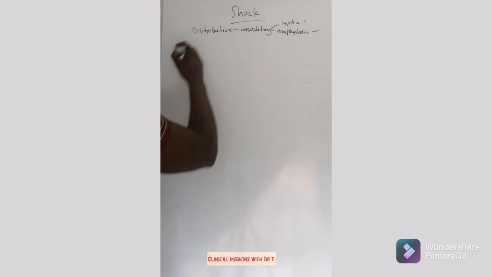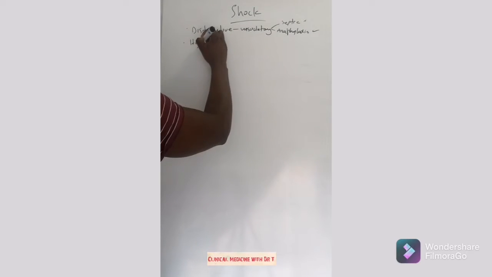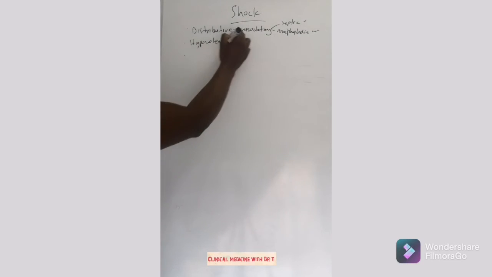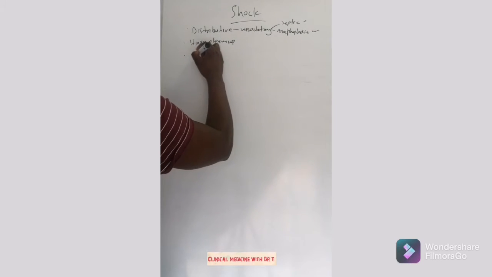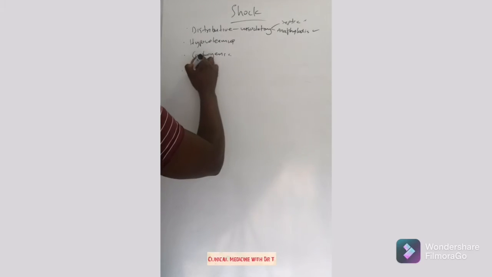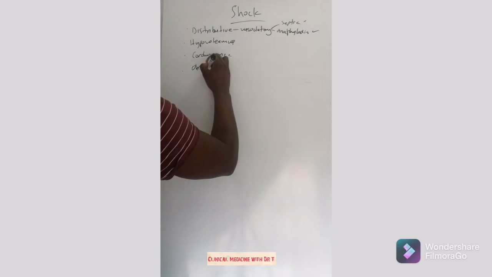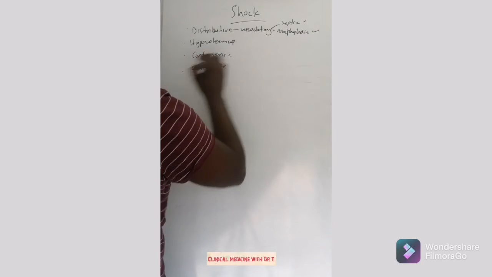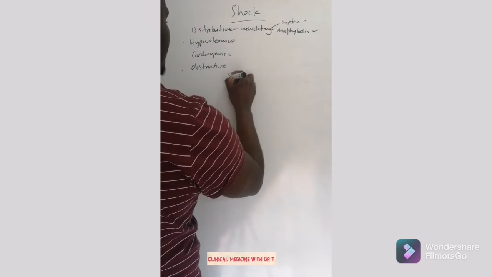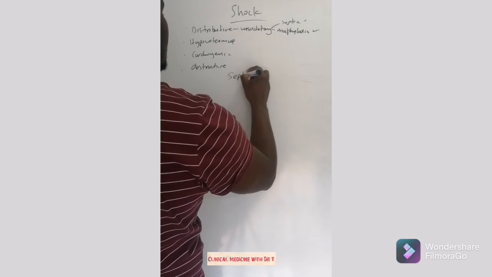So the other types of shock are hypovolemic, cardiogenic, and obstructive, right? So we're going to do them one by one. We're done with anaphylaxis. Please make sure that you check those 3 videos out. So let's talk about sepsis here. Septic shock.